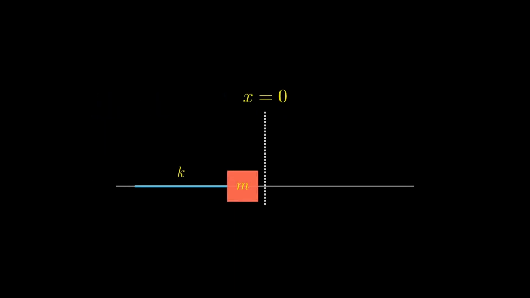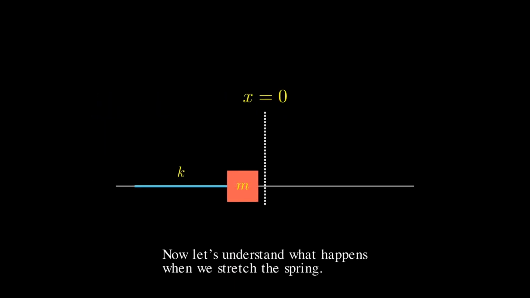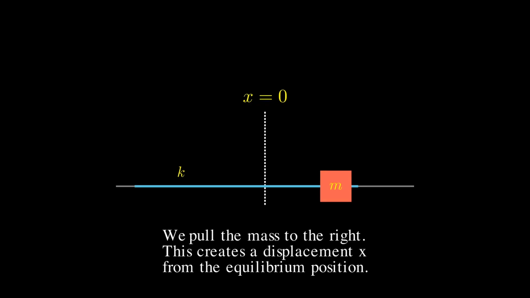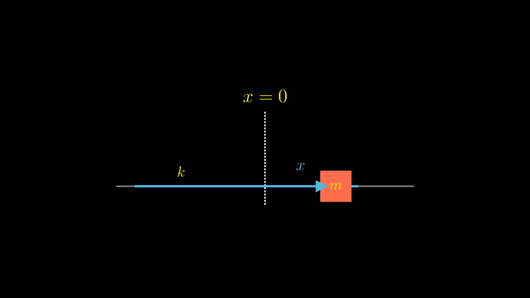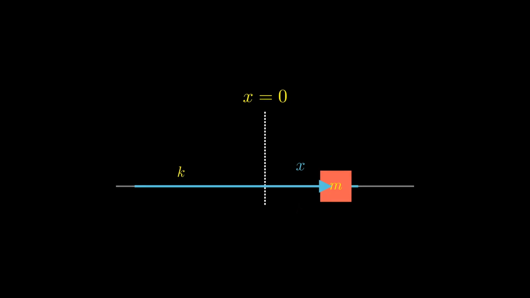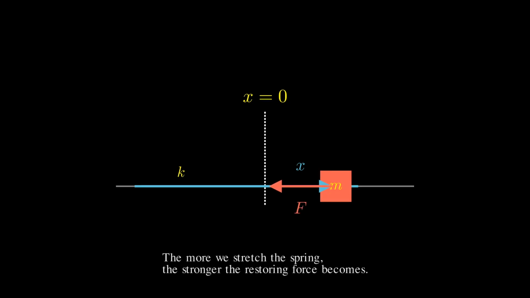Now let's understand Hooke's law. The restoring force in a spring is directly proportional to displacement and acts in the opposite direction. F equals negative kx, where F is force in newtons, k is the spring constant in newtons per meter, and x is displacement in meters. When we stretch the spring, this creates displacement x from equilibrium. The spring tries to pull the mass back. This is the restoring force. Hooke's law tells us the more we stretch, the stronger the restoring force becomes. The negative sign means the force always opposes the displacement.